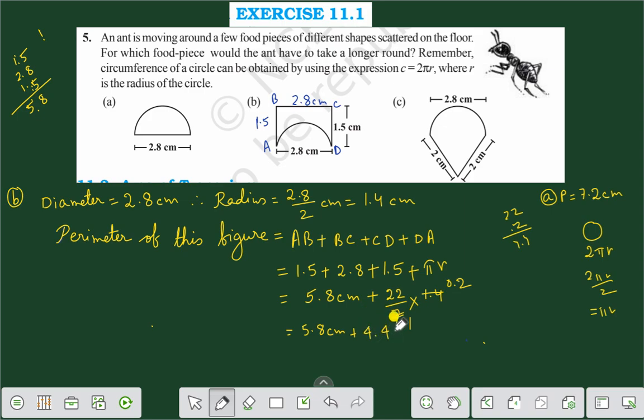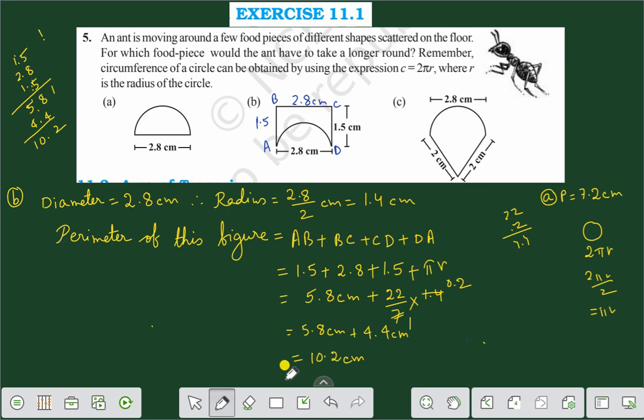4.4 centimeter. We add this one, that is 5.8 with 4.4, 0.4. 8 for 12, carry 1, it is 2. 1, 5, 5, 5, 10, that is 10.2 centimeter. Then we are getting 10.2 centimeter, right? Therefore, A part is 7.2 and perimeter of B is 10.2 centimeter, right?